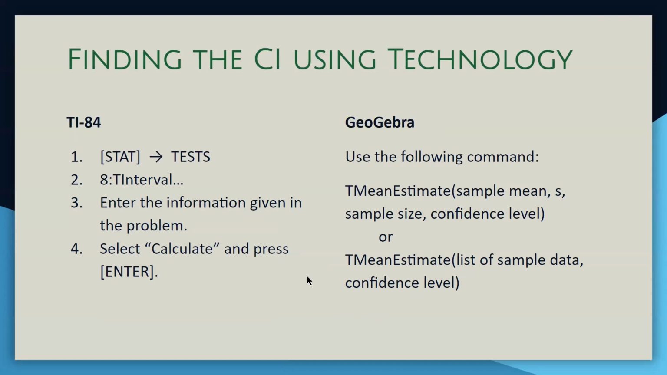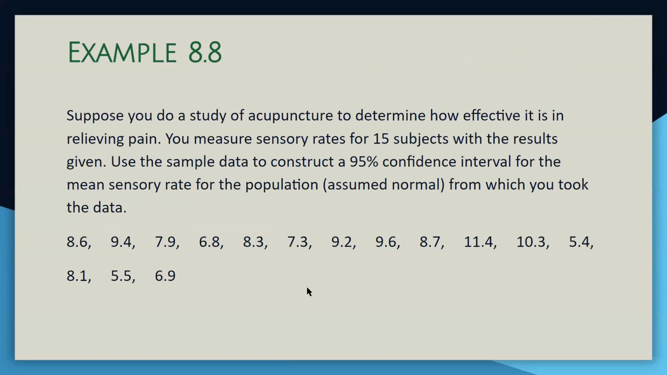Let's go ahead and do 2 examples so we can see what this looks like in practice, and we can practice interpreting our answers. So example 8.8 says, suppose you do a study of acupuncture to determine how effective it is in relieving pain. You measure sensory rates for 15 subjects with the results given. Use the sample data to construct a 95% confidence interval for the mean sensory rate for the population from which you took the data.